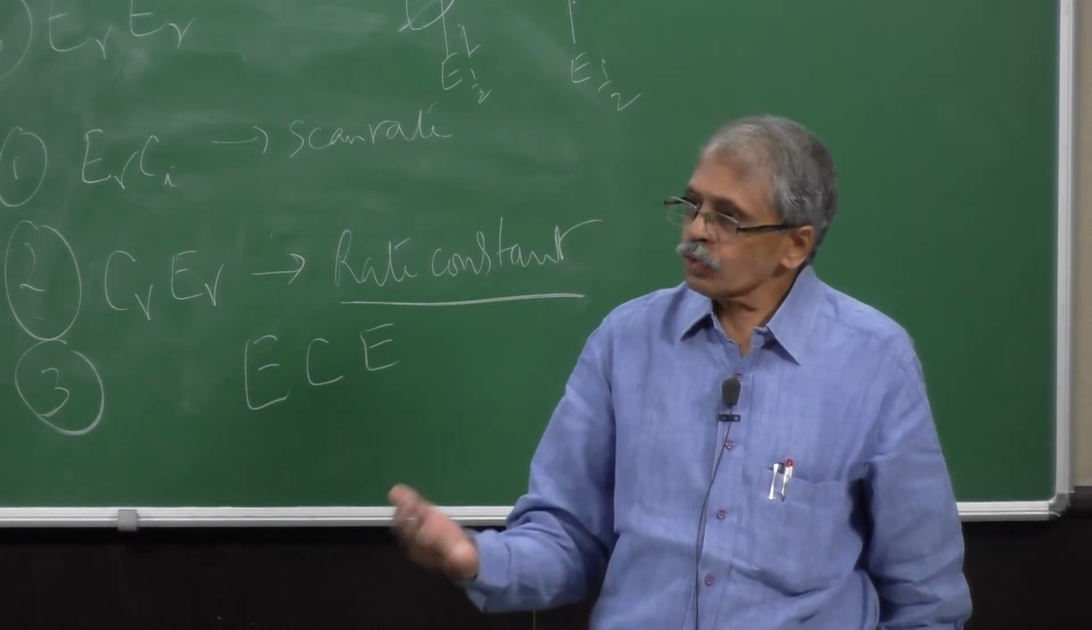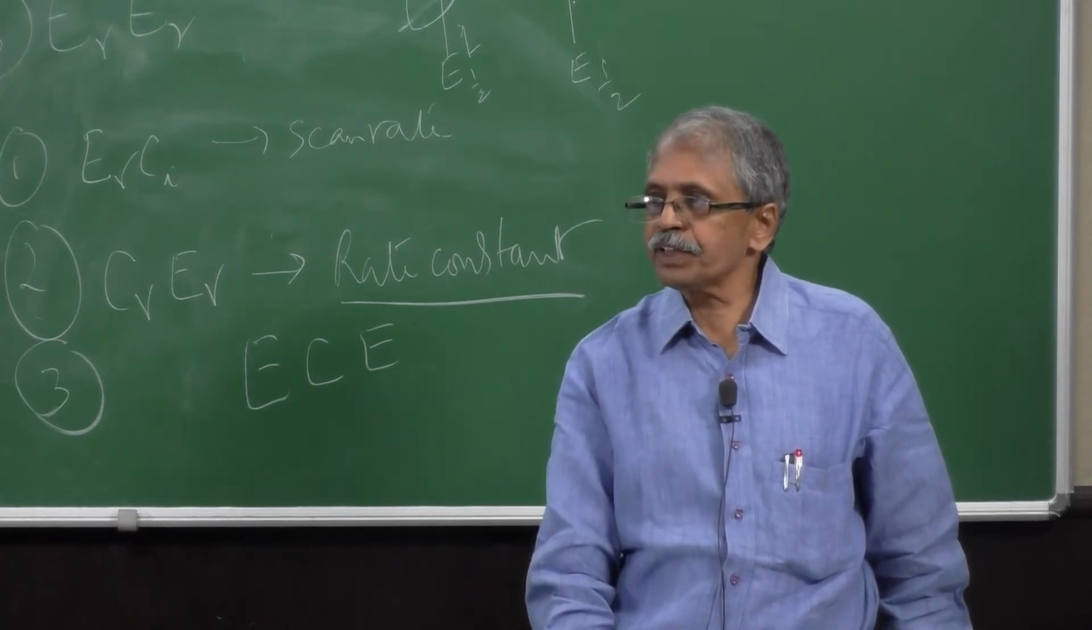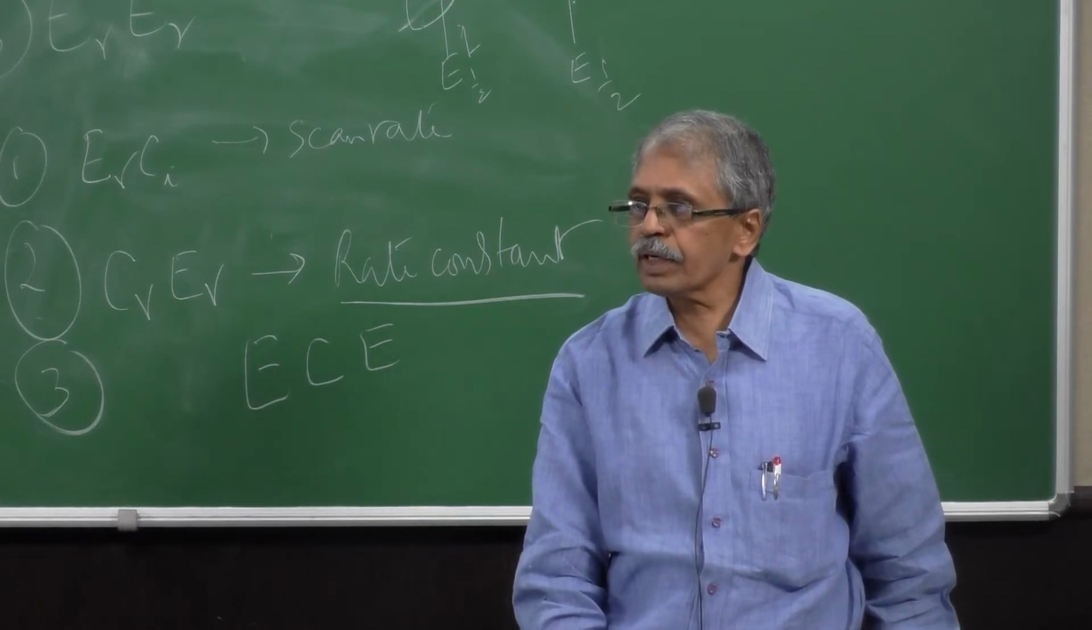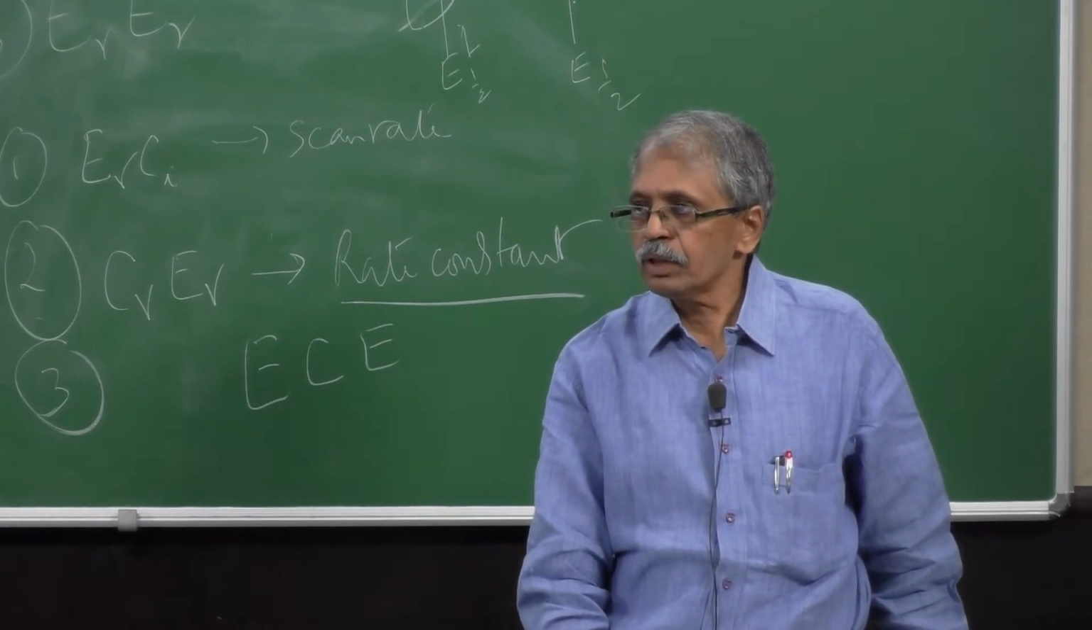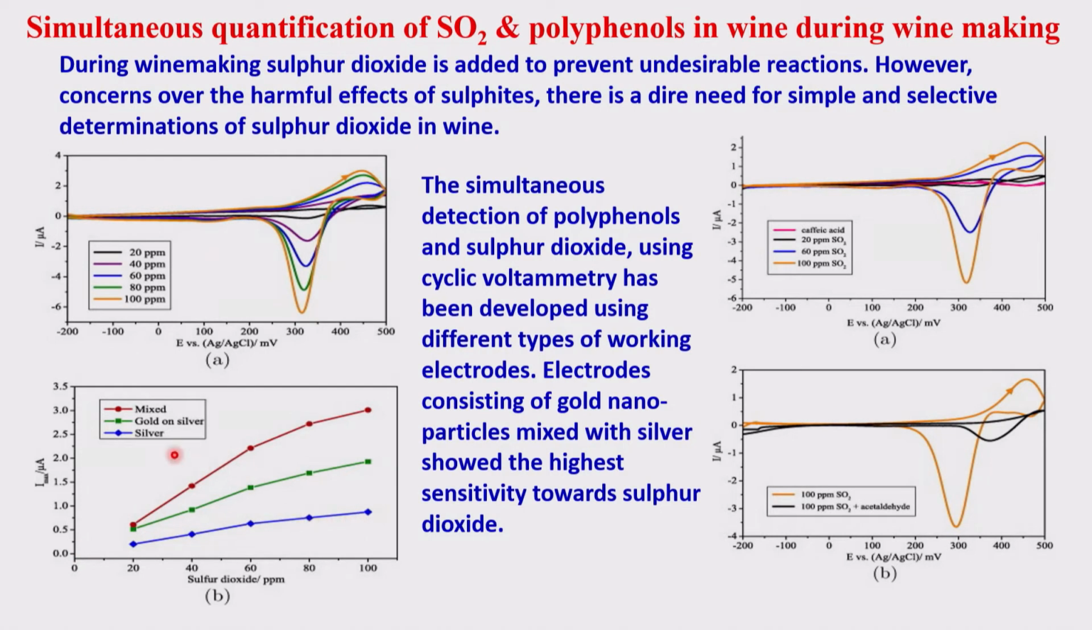Okay, and this can also be done to find the sensitivity by changing the different kinds of electrodes. You have a silver electrode giving somewhat low sensitivity. You have a gold electrode, which is showing slightly better, gold on silver, and you have a mixed kind of electrode which is giving higher. So, the electrode consisting of gold nanoparticles mixed with silver shows the highest sensitivity. Therefore, one can use this to get the maximum current possible even for low amounts of sulfur dioxide being present.